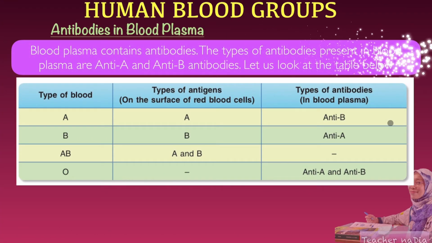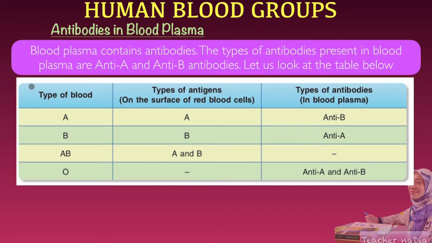So next one is the antibodies in blood plasma. Just now we discussed the antigens which are on the surface of the red blood cell. Now we're going to look at the types of antibodies in the blood plasma. So what are antibodies? Blood plasma contains antibodies. The types of antibodies present in blood plasma are anti-A and anti-B antibodies. So let's look at the table to get a better understanding.